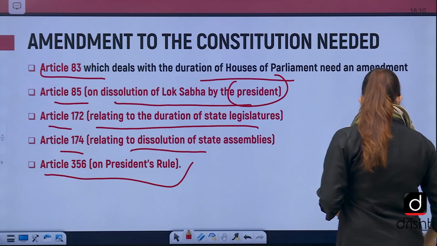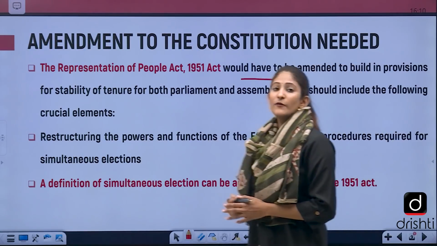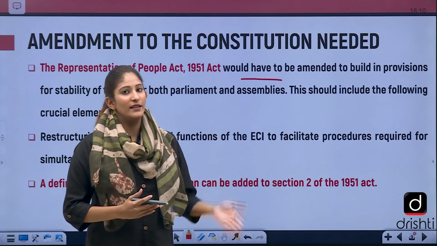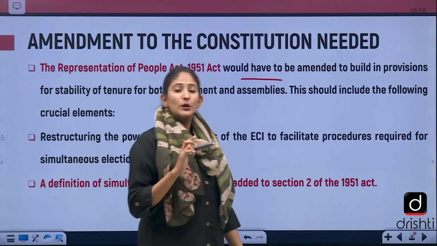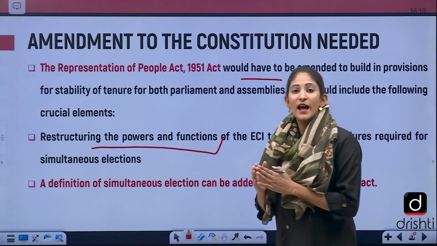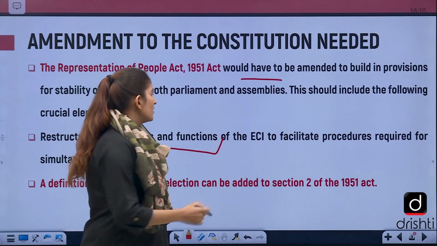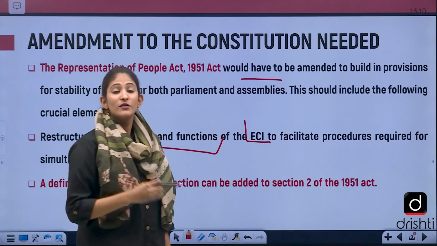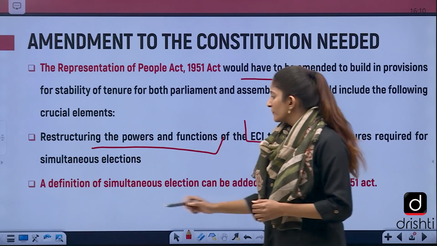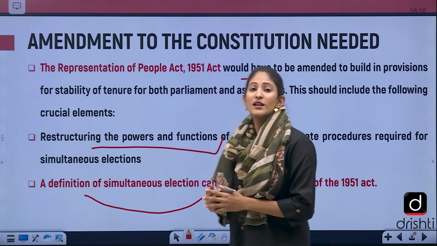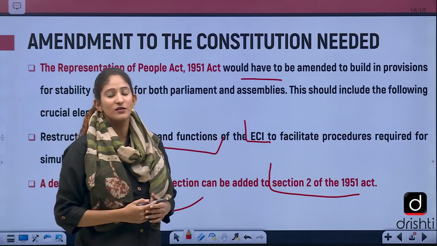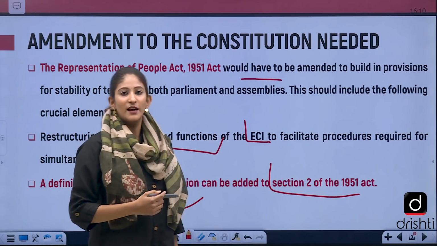Now we will talk about the Representation of the People Act. This would also have to be amended for providing stability for the tenure of both Parliament and the state legislature. Now this should include two things. First, restructuring the powers and the functions of the Election Commission of India to facilitate procedure in order to conduct simultaneous elections. Also, a definition of simultaneous election can be added in Section 2 of the 1951 Act. So with respect to the RPA, these two amendments are needed.